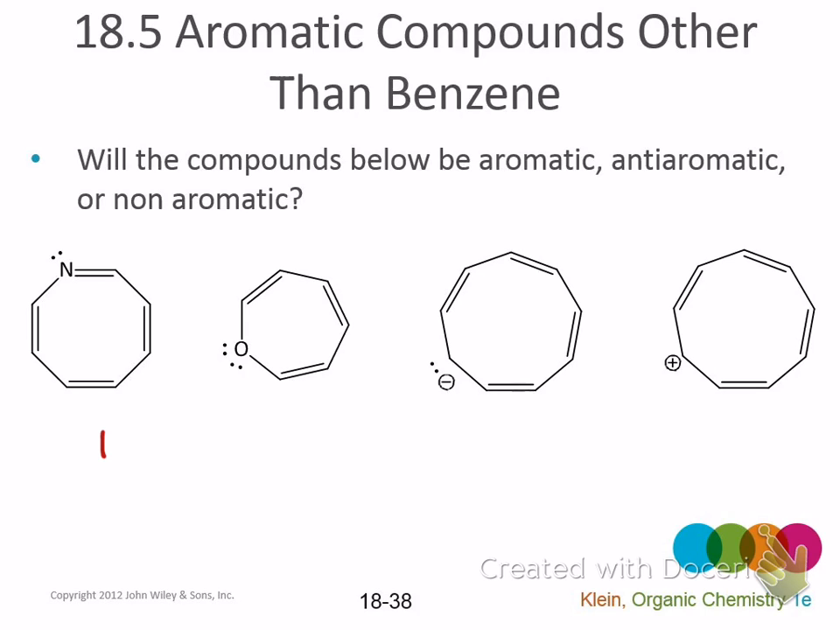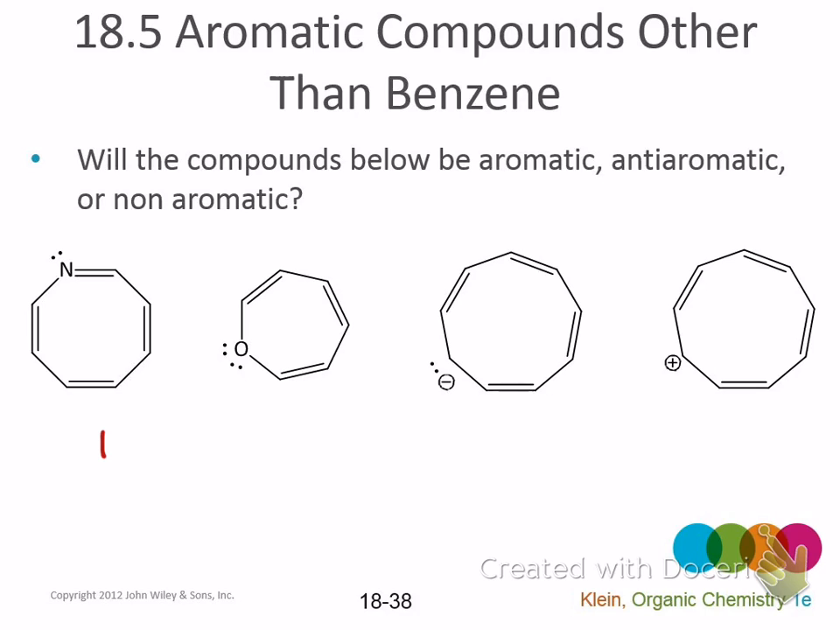What about this one with oxygen? Now that's a 7-membered ring. Right? Aromatic, anti-aromatic, or non-aromatic? Well, it can't use both. Oxygen can't use both lone pairs. But it's sp3 hybridized, right? It's got 2 lone pairs and 2 bonds.